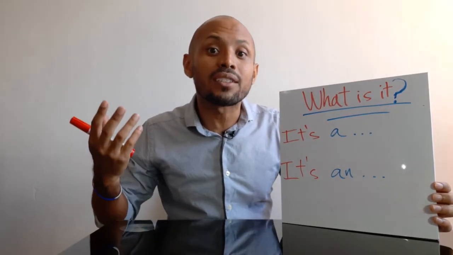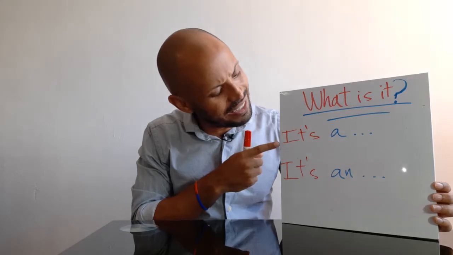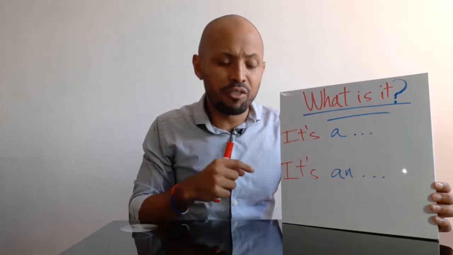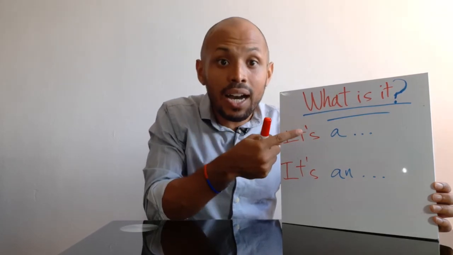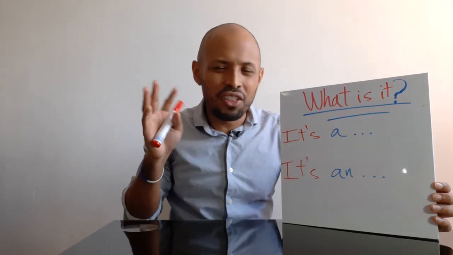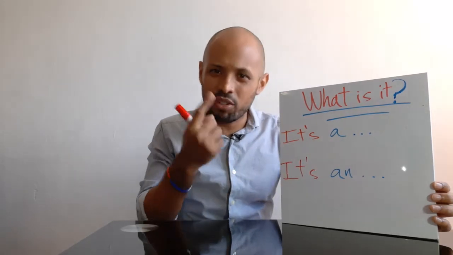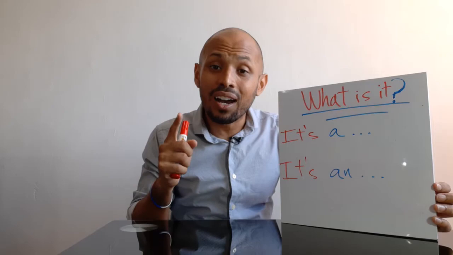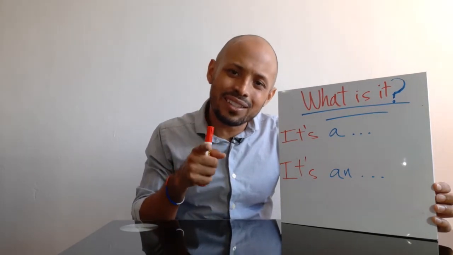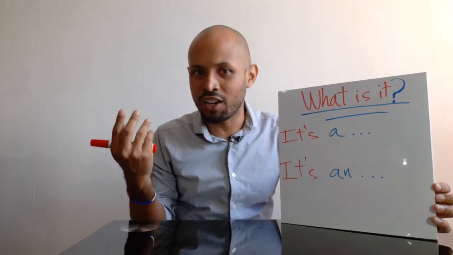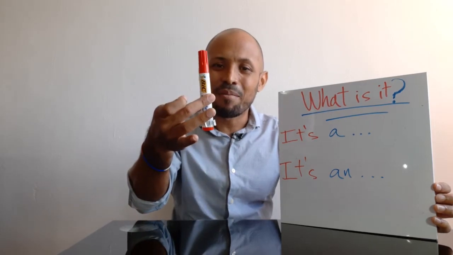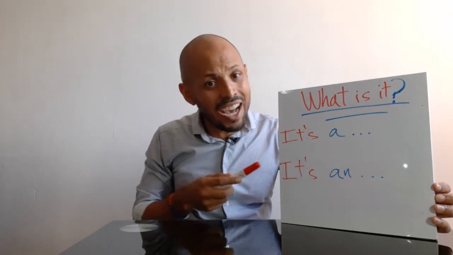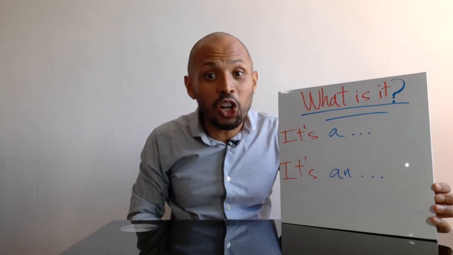To respond to this question, you say it's a, or if you remember previously, it is a. Okay? So, that a represents one. Don't forget to use a. So, you say it's a car, it's a marker, it's a table, it's a board. Okay?